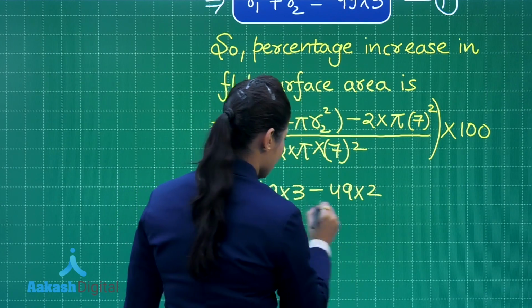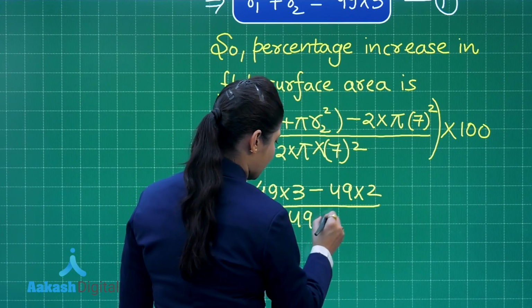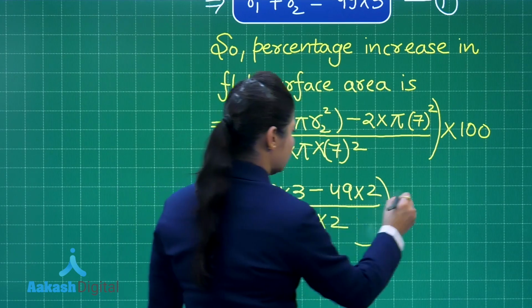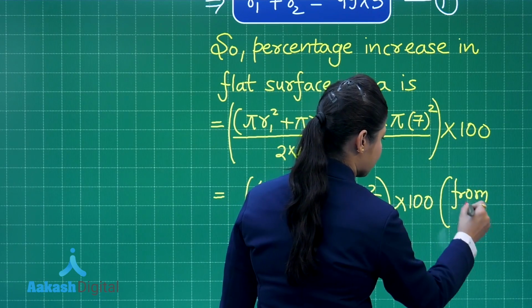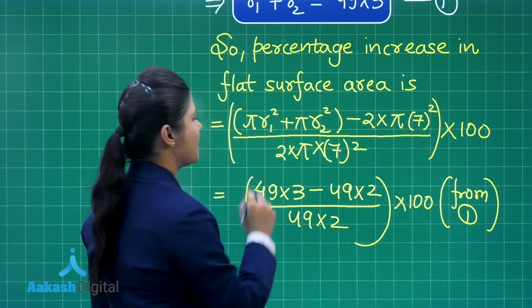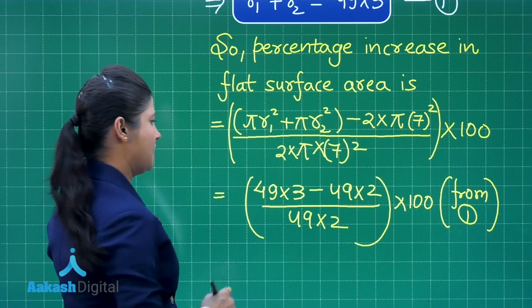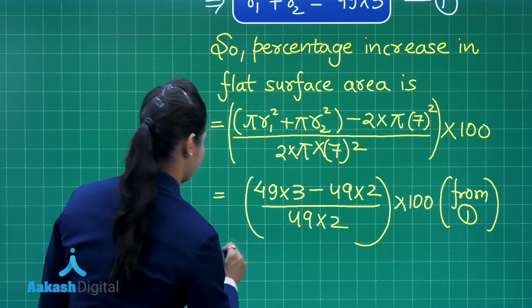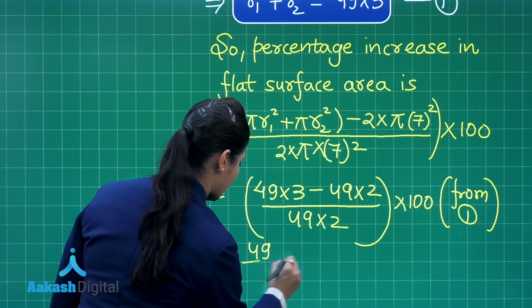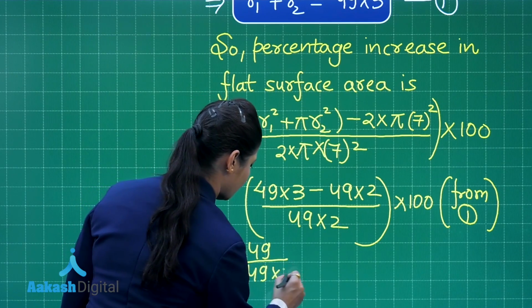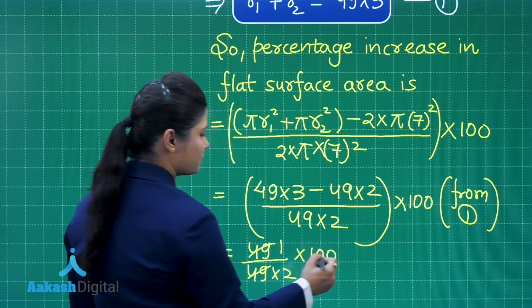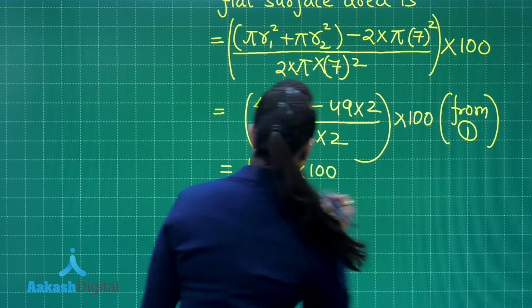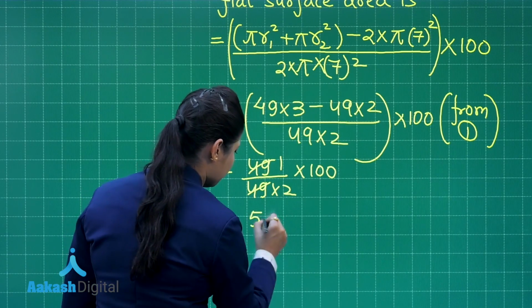In the denominator, I have 49 into 2 whole into 100. We have obtained this with the help of equation number 1. That resulted that R1 square plus R2 square is 49 into 3. Next, you can easily simplify this. This simplifies to the value 49 whole by 49 into 2, where 49 gets cancelled. You have 1 upon 2 into 100. That gives me the required percentage increase equal to 50%.